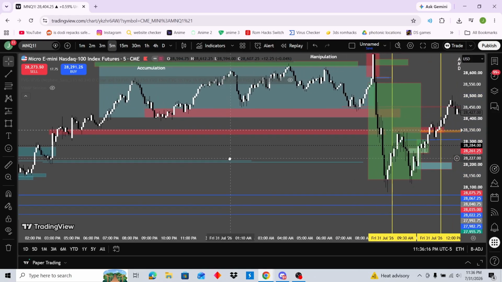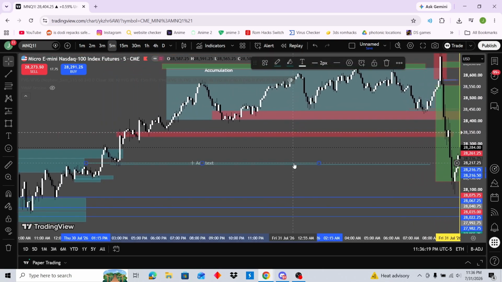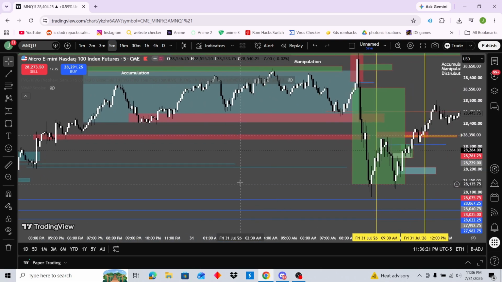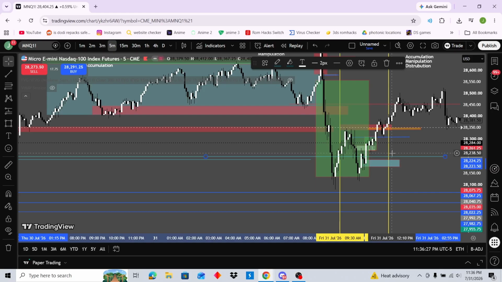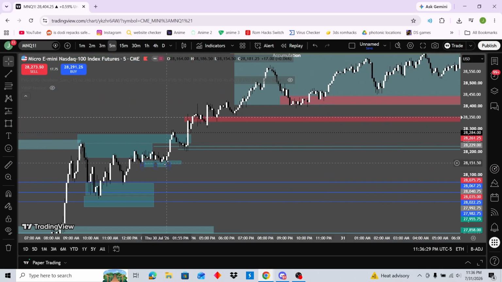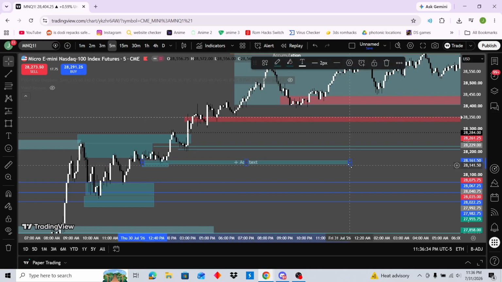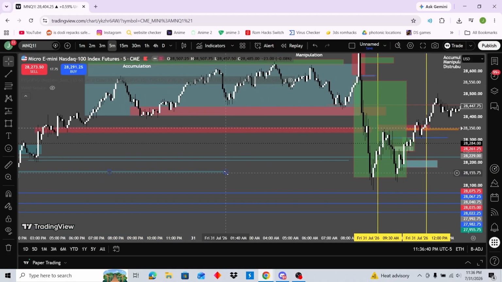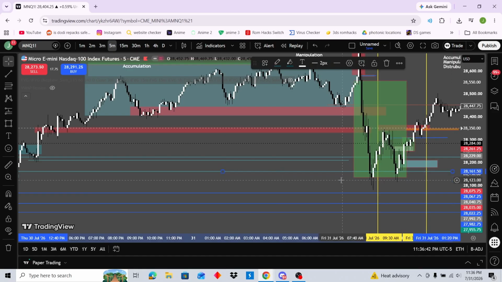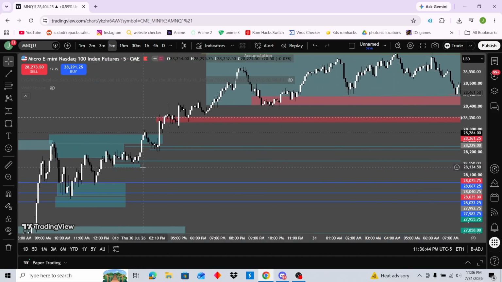So what is that? So I'm just marking out where a lot of orders lie. So the low of this accumulation, I mark it out right here and see how price reacts to it, right? And so there's another one right here, the low of accumulation, because it wants to sweep it to fill those orders. So I'm going to bring it over here, right? And there's this low right here.